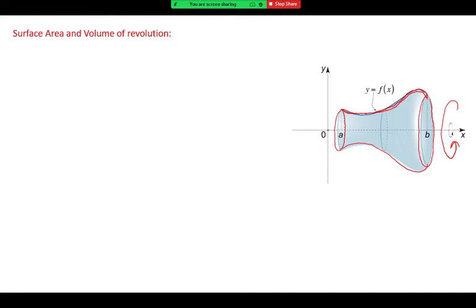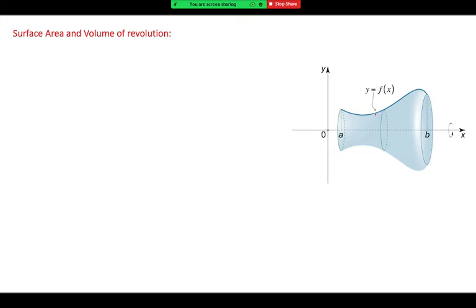When we rotate the curve y equal to f(x) about the x-axis, it generates some solid, and that solid will have a surface area, obviously only curved surface area. We are not considering this area. Remember, these surface areas are excluded, only curved surface area. And another thing is the volume of such a solid. To get these two things, we have the formulas now, and they are very simple to remember.